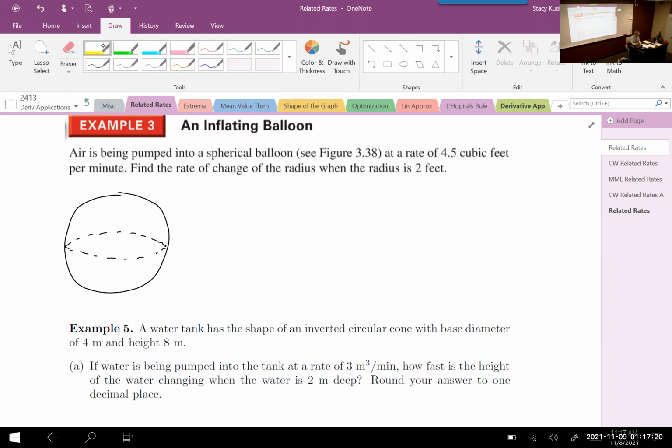So air is being pumped into a spherical balloon at a rate of 4.5 cubic feet. So right here, we're given a rate automatically. Cubic feet implies, just looking at the units there, cubic feet implies volume, right? Feet cubed, I should say. So dV dt is given to us at 4.5 cubic feet per minute.